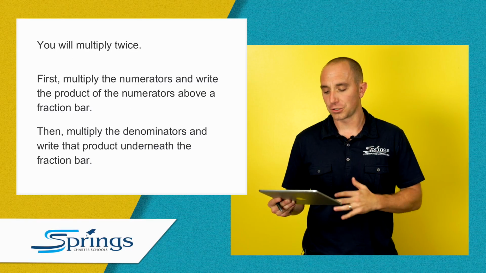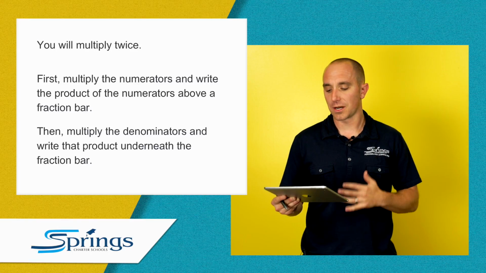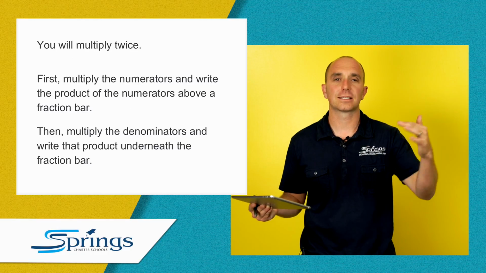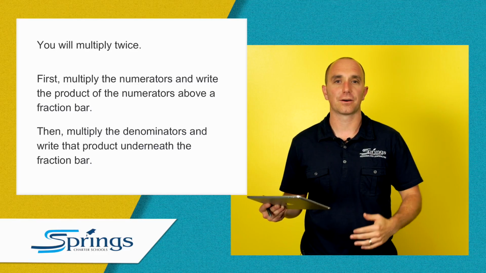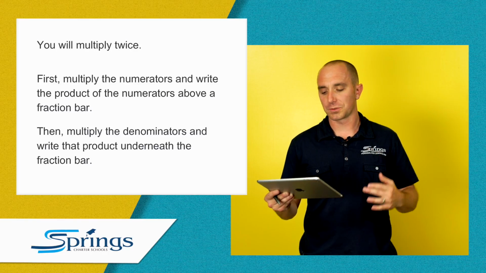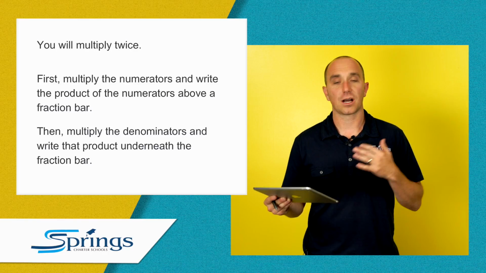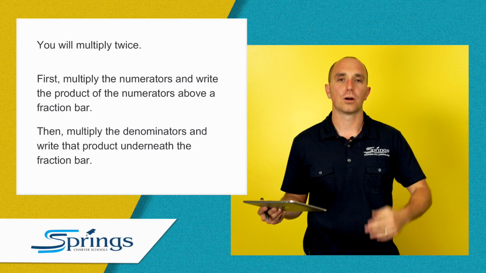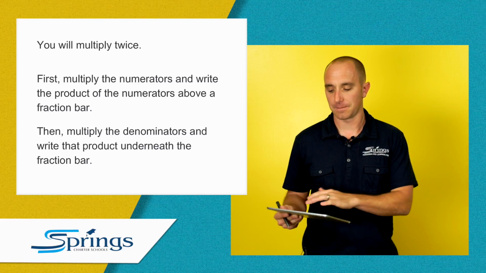First, you're going to multiply the numerators and write the product of the numerators above the fraction bar. That sounds complicated. Look, take the top numbers, multiply those things together, put the number on top of the line. That's really all it was. Then you're going to multiply the denominators and write the product underneath the fraction bar. Same thing. Bottom numbers, multiply them together, put them under the fraction bar, under the line.